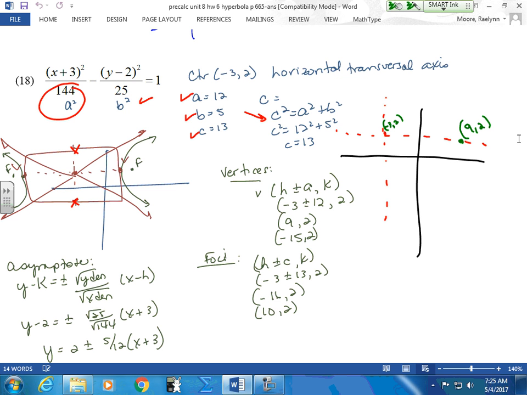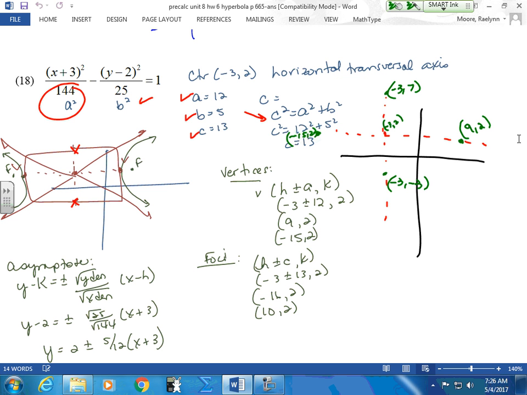With me? If I go over 12 this way, what am I at? Negative 15, 2. Okay, that's part of my box. Now B is the other part. B is 5. I'm going to go up 5, so I'm at negative 3, 7. I'm going to go down 5, which puts me down here, at negative 3, negative 3. Technically, that's a co-vertex, but it really doesn't exist. It's just to make the box.